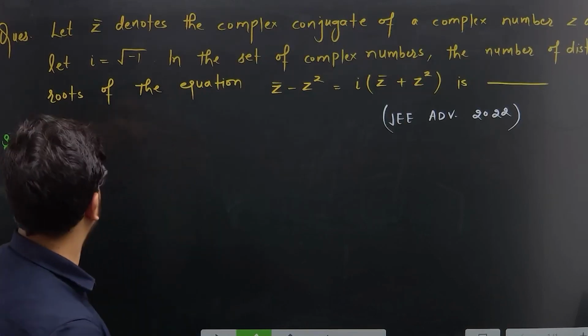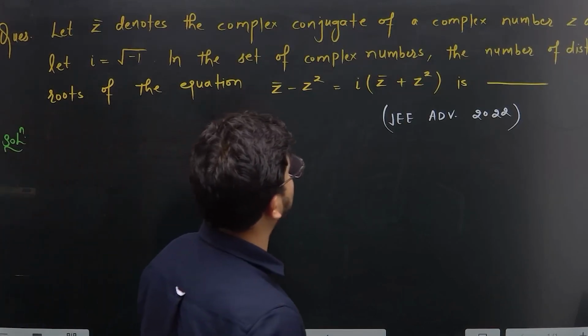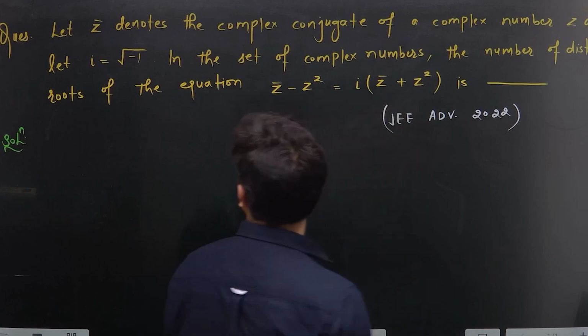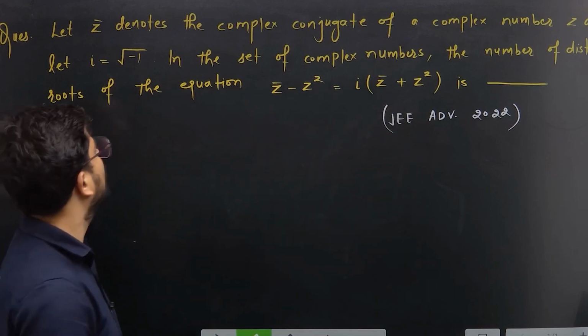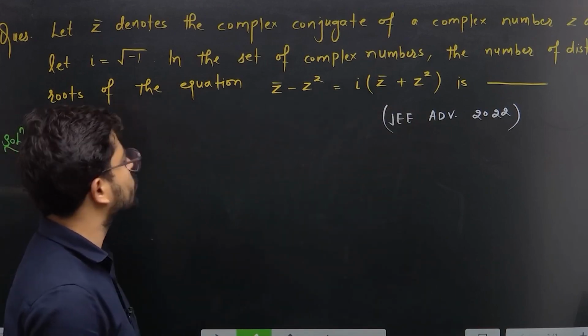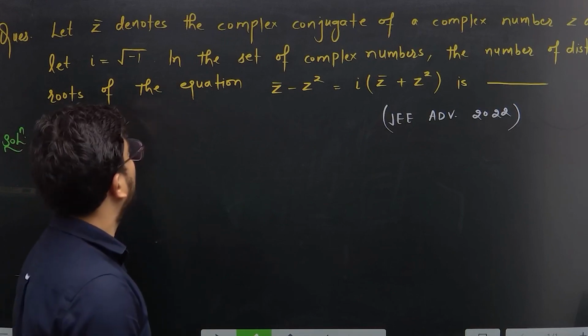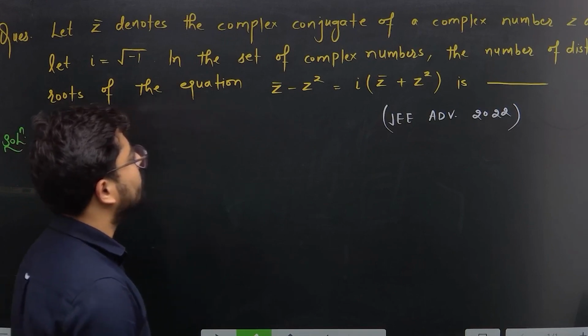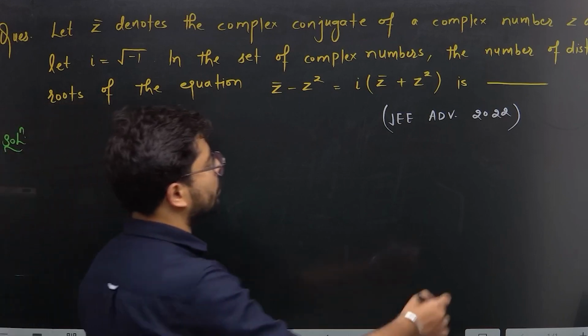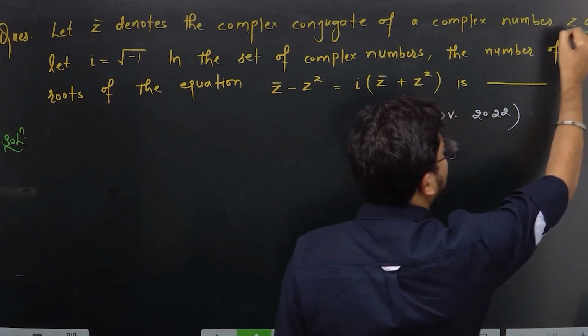And your question is what? Question says, let Z bar denote the complex conjugate of a complex number Z. Basic definition you know. And iota is equal to root over minus 1. Sorry, basic notations. Okay. In the set of complex numbers, find the number of distinct roots of the equation. Okay, that's important. Distinct.